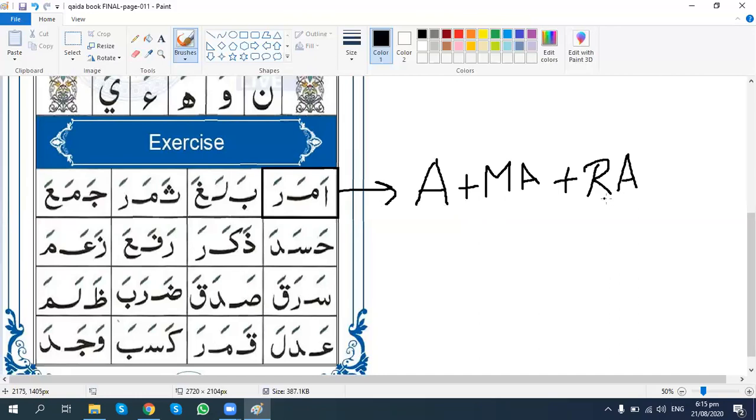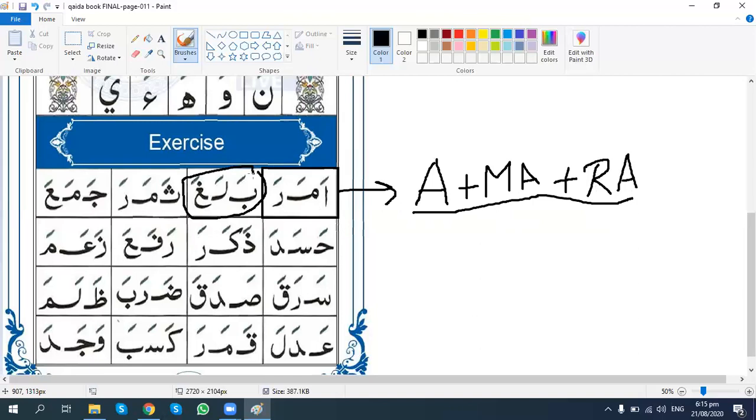So here the last letter is ra. The sound of ra is r, and the sound of fatha is a. So it will become ra. And when we add all sounds together, it will become a-ma-ra, amara. Got it? Amara.